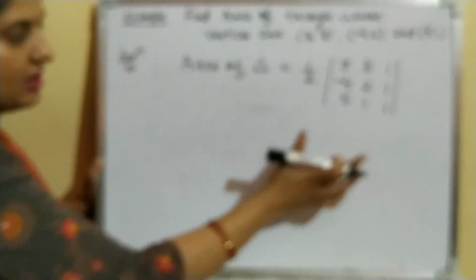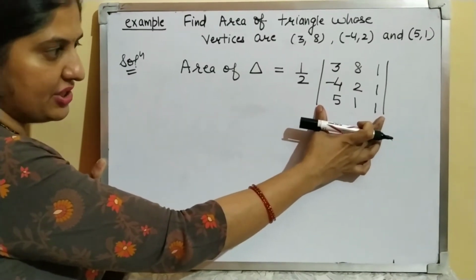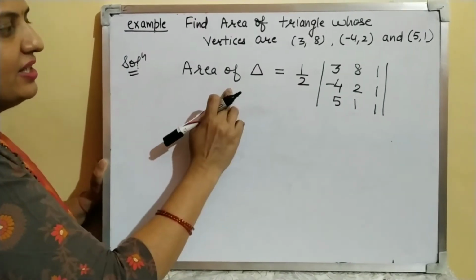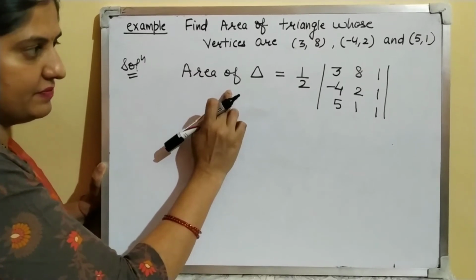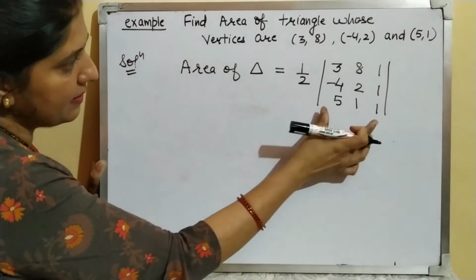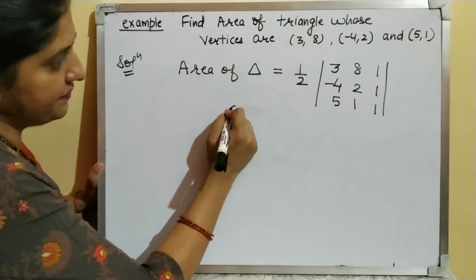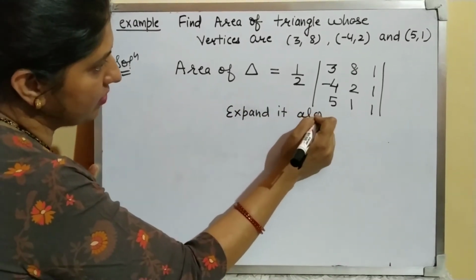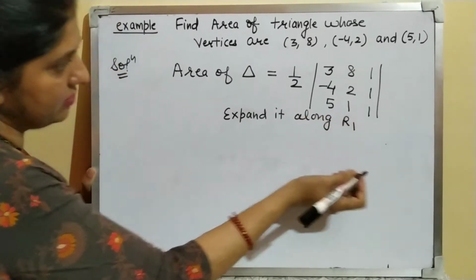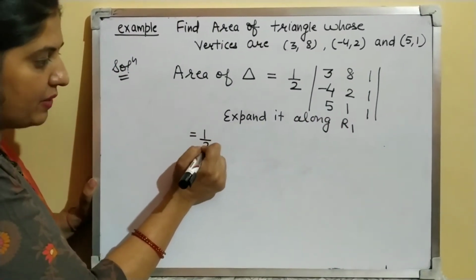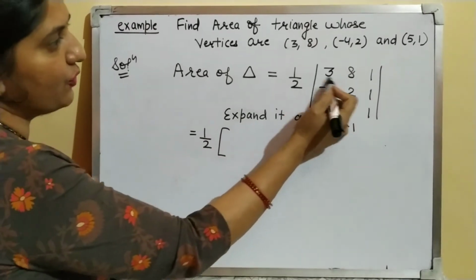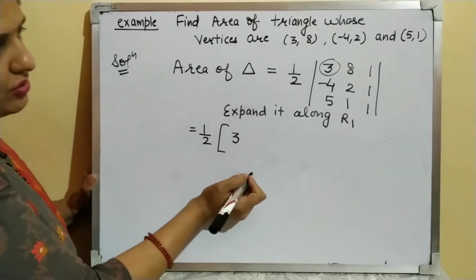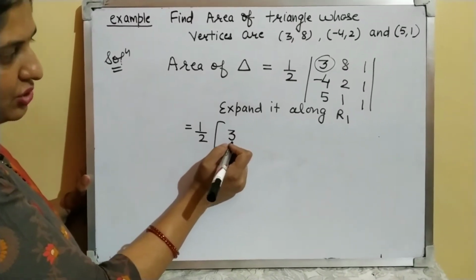We just have to calculate the value of the determinant, multiply it with 1/2, and we get the area of the triangle. So simplify the given determinant. Just expand it along R1, keeping 1/2 as it is. So consider the first element of R1, which is 3.